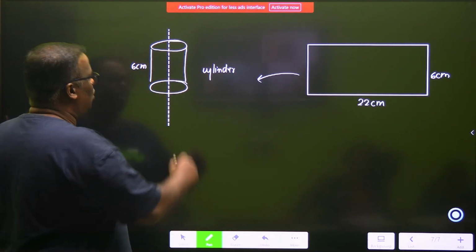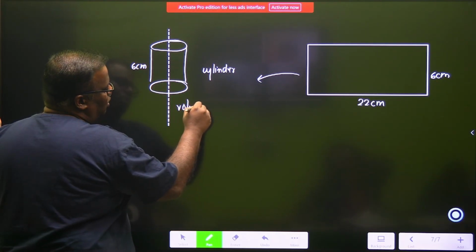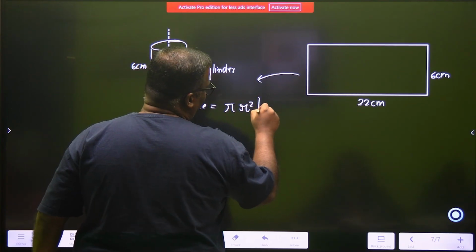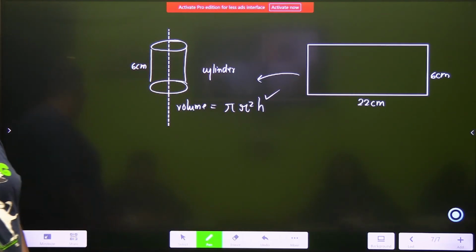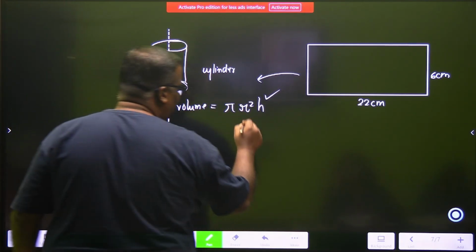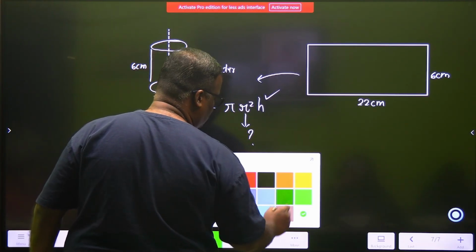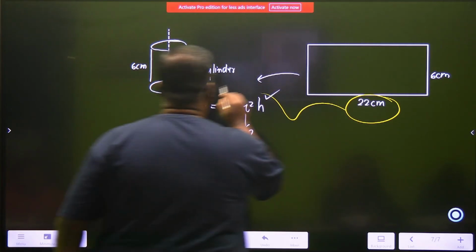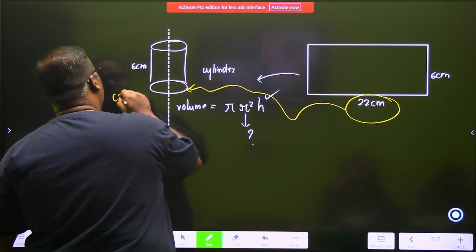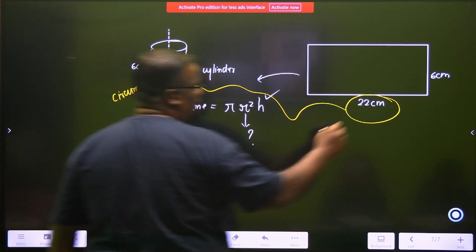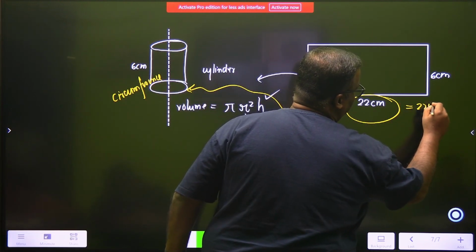Find the volume. So we go by this: volume is equal to pi times r square h. H is given to us. Pi God has given us for free. The radius is something that we don't know. But we know something: whatever the length is has been wrapped into the circumference. That means this should be equal to 2 times pi times r.